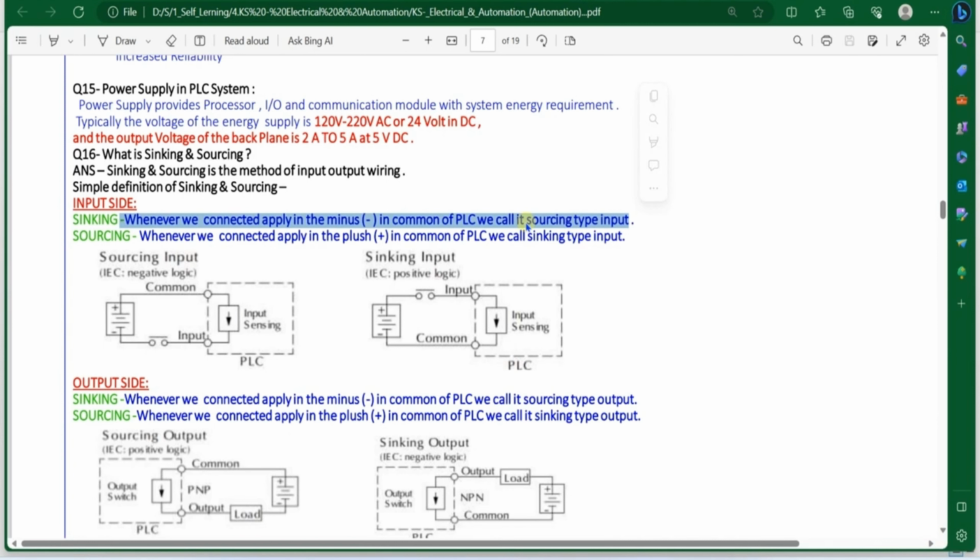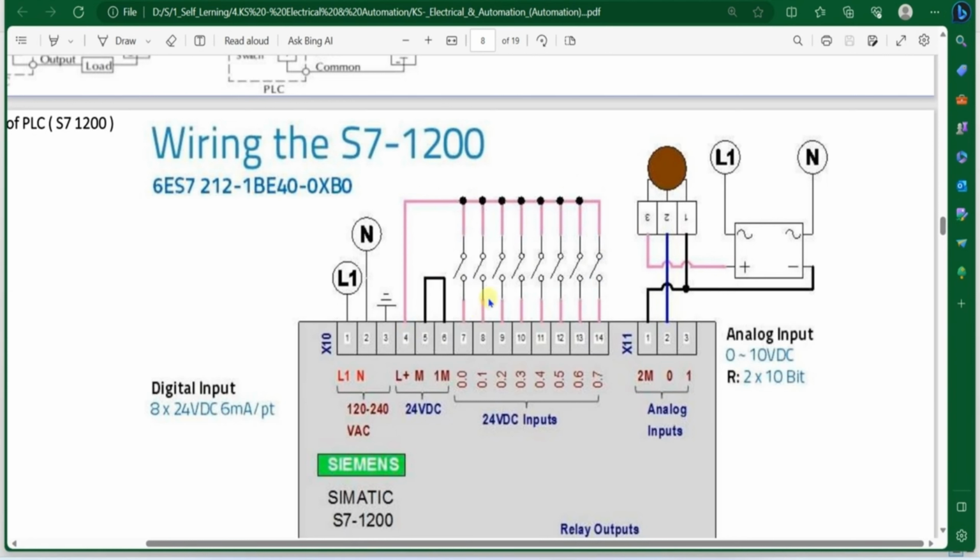Now the wiring diagram of the S7-1200 PLC: line and neutral. The S7-1200 PLC requires a 120 to 240 volt VAC supply. VAC means AC voltage. In the input module we connect the switches. Here we can see in the graphic that the input module connects 24 volt switches.